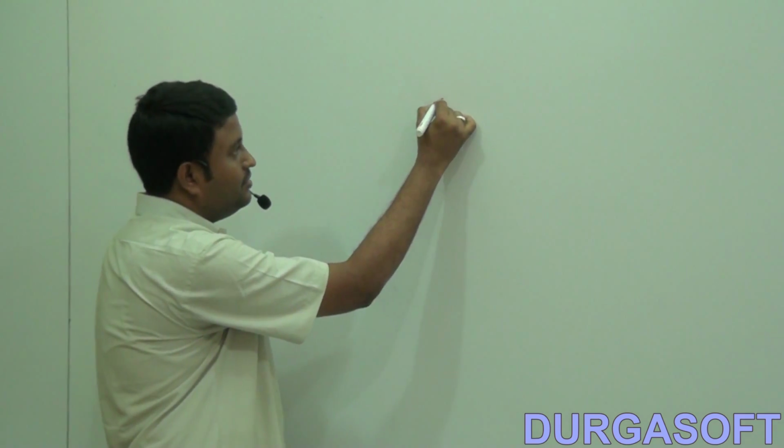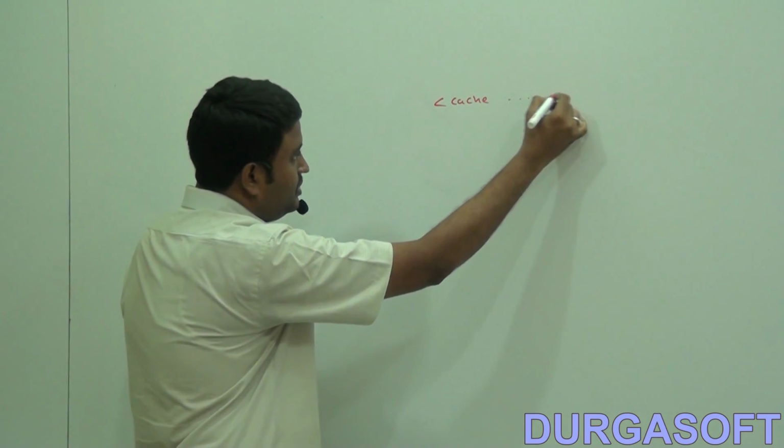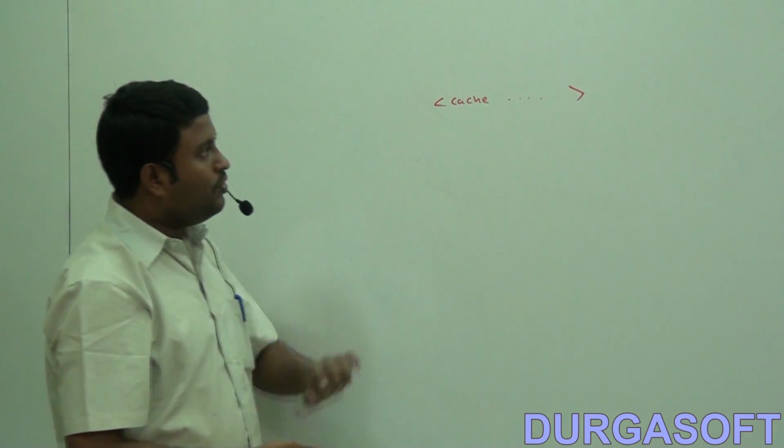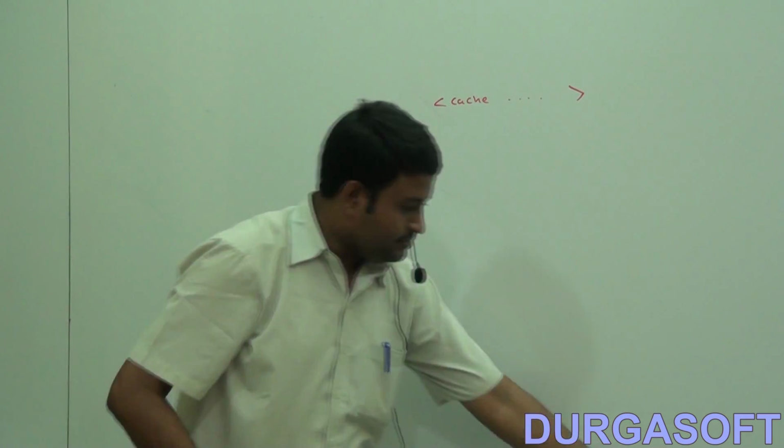By default, Pojo objects are not allowed to load into the second level cache. Only the Pojo classes whose mapping file contains this cache tag are allowed to load in the second level cache.